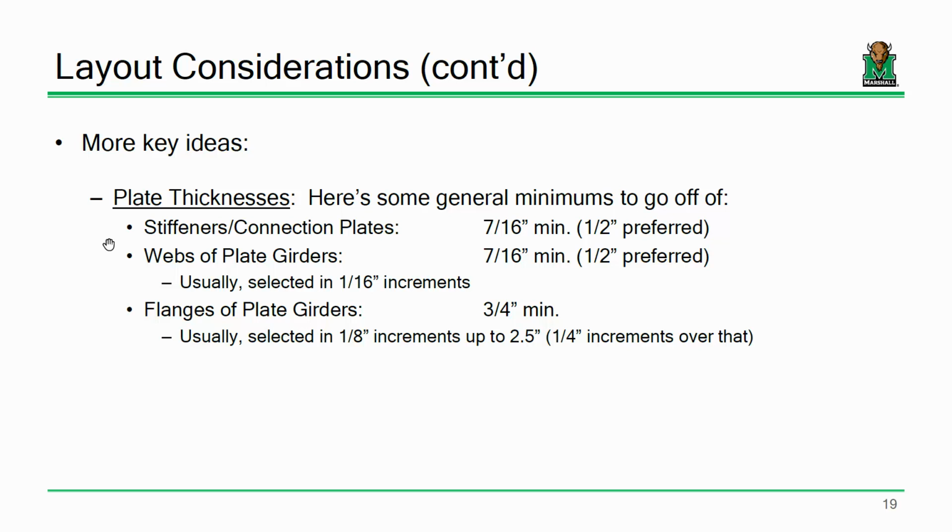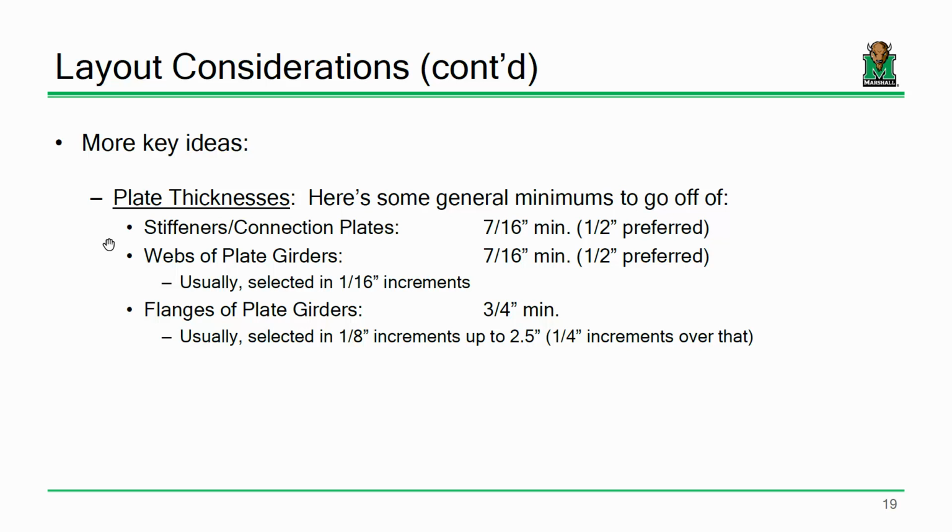So plate thicknesses, generally, if you're looking at webs or stiffeners, 7/16 inch is a usable minimum. Flanges are usually 3/4 inch or more. So if you're specifying a flange that's 1/2 inch or something like that, you're probably doing something wrong. Your flanges should be the beefier elements in your design.